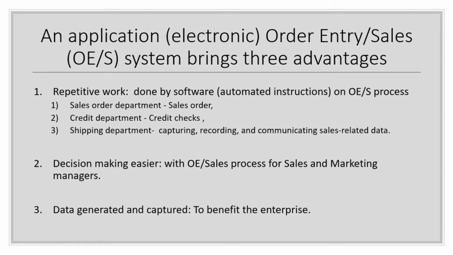The application or electronic order entry sales system brings 3 advantages. First is the repetitive work could be handed over to the software, and through order entry sales processes, they could be taken care of. There are 3 aspects to this: the sales order department or sales order processing, the credit department for credit check processing, and the shipping department, which includes capturing, recording, and communicating sales data.